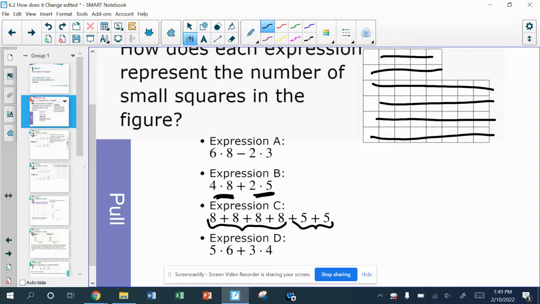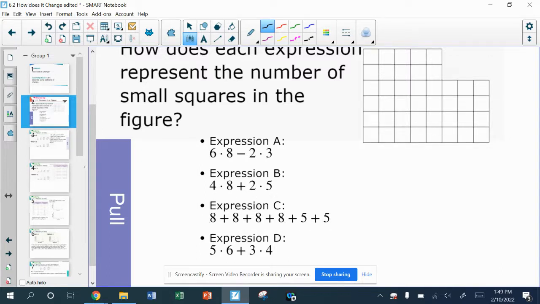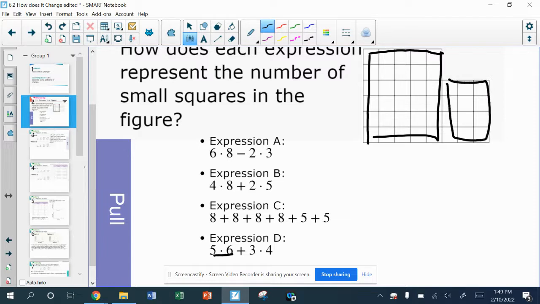The last expression that they have there, that 5 by 6 plus 3 by 4. The 5 by 6 part would be looking at, remember this was 6 tall this way, and this is 5 across this way. So this would be the 5 by 6 part, and then the 3 by 4 part would be this one right here. So again, 2 separate rectangles that they could add up. So I want you to notice that there are lots of different ways of writing the expression for the area of that shape.